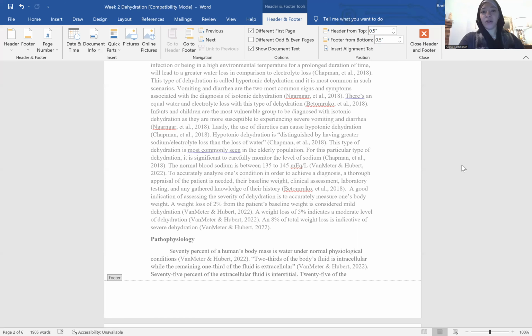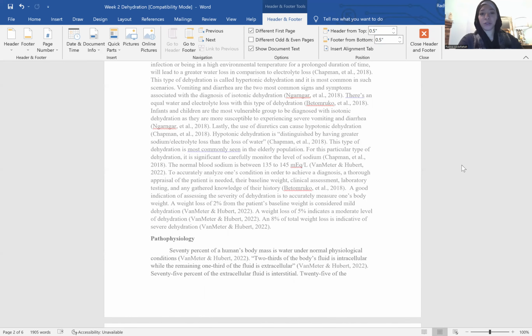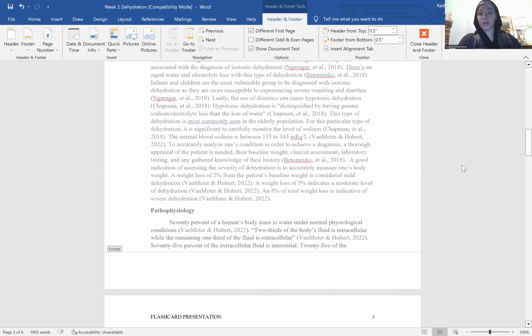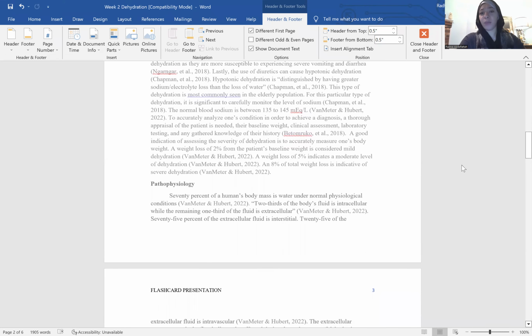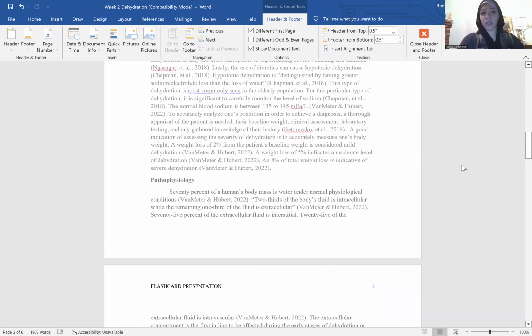Vomiting and diarrhea are the two most common signs and symptoms associated with the diagnosis of isotonic dehydration. There's an equal water and electrolyte loss with this type of dehydration. Infants and children are the most vulnerable group to be diagnosed with isotonic dehydration, as they are more susceptible to experiencing severe vomiting and diarrhea. Lastly, the use of diuretics can cause hypotonic dehydration.